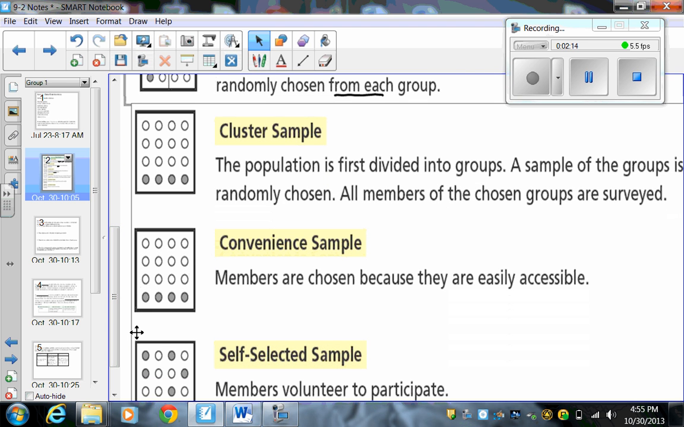Convenience sampling is when members are chosen because they're easily accessible, meaning like if I was doing a survey on favorite flavors of ice cream and I worked at an ice cream store, I would just ask people as they came into the store.